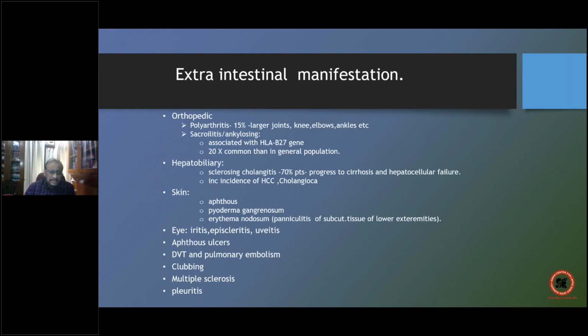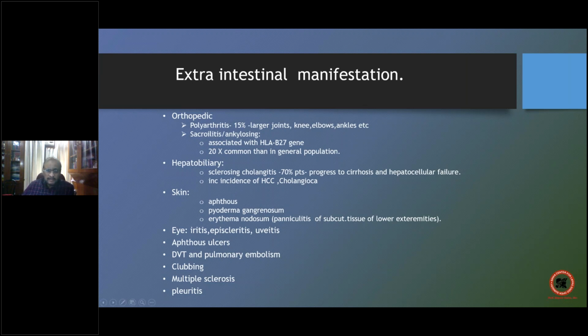The orthopedic, the hepatobiliary, the skin, and the eye can be involved. Aphthous ulcers are there. You can have deep vein thrombosis. You can have clubbing. You can have multiple sclerosis. You can have pleuritis. So all these could be present. Now, the important ones are sacroiliitis and ankylosing spondylitis, which are 20 times more common than in the general population in a patient of ulcerative colitis. 20 times. See this. And it's associated with HLA-B27.